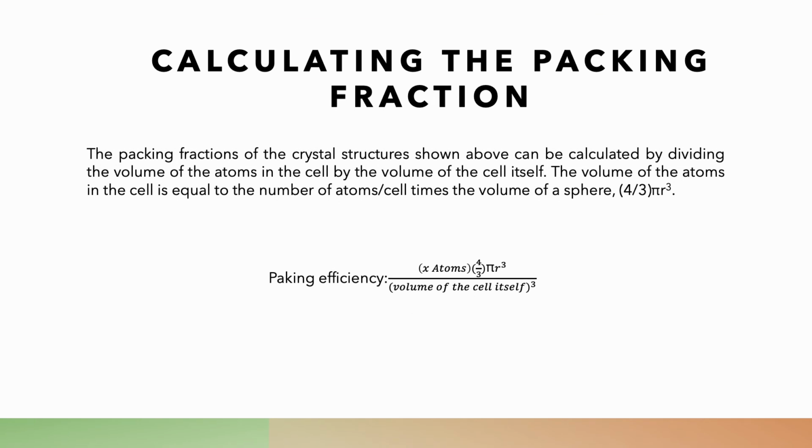Calculating the packing fraction. The packing fractions of the crystal structures shown above can be calculated by dividing the volume of the atoms in the cell by the volume of the cell itself. The volume of the atoms in the cell is equal to the number of atoms per cell times the volume of a sphere, 4/3 πr³. The volume of the cubic cell is found by cubing the side length.